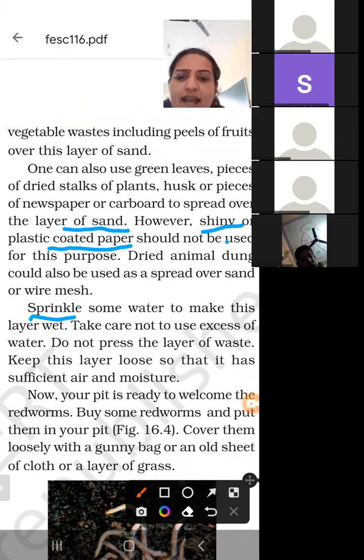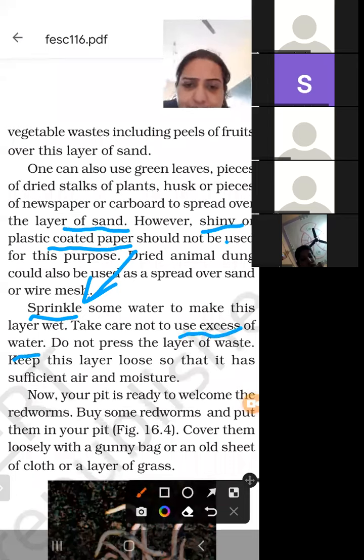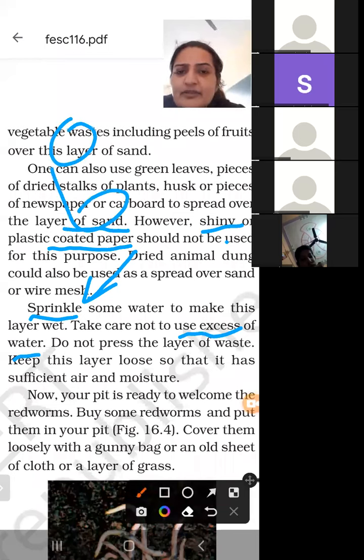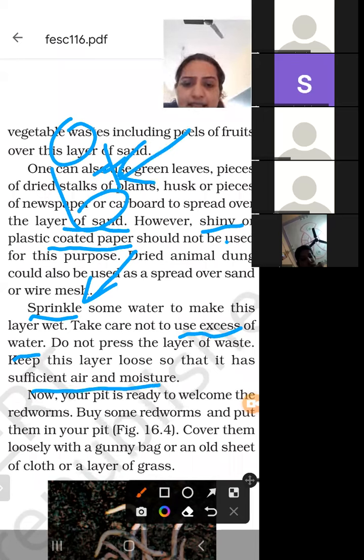Now we have to add some water. You have to sprinkle some water on these types of substances. Why are we adding water? So that the layer becomes wet, and we have to use water in limited amount. We should not take excess water, and remember one thing: do not press the layer of waste. We will leave the layer loose, so that air can enter this layer.